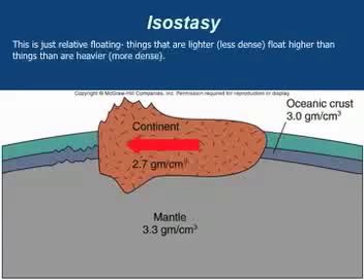So that's kind of like the continental and the oceanic lithospheric crust. The oceanic crust, being more dense, floats lower in that more dense mantle. And the continental crust, being less dense, floats higher. So this idea of relative floating.